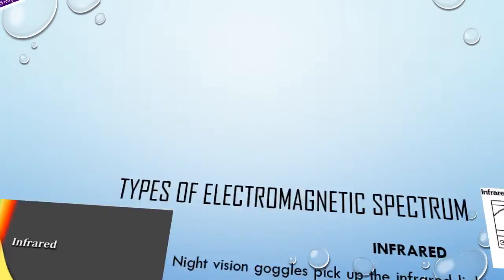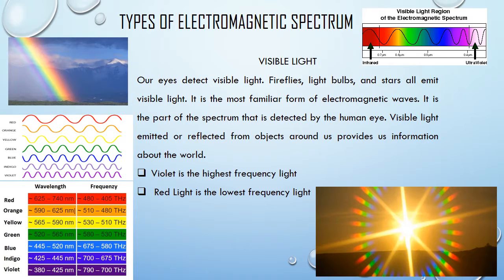And the next one is visible light. This is another type of electromagnetic spectrum. Our eyes detect visible light. Fireflies, light bulbs, and stars all emit visible light. It is the most familiar form of electromagnetic waves. It is the part of the spectrum that is detected by the human eye.